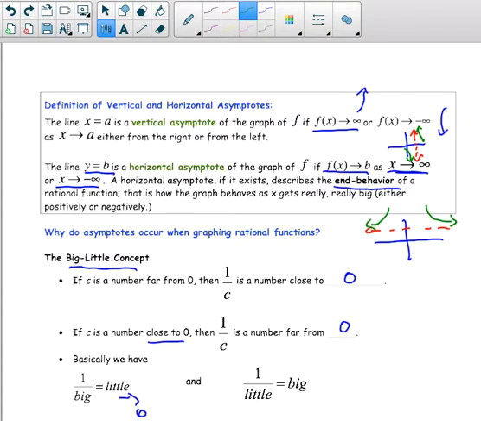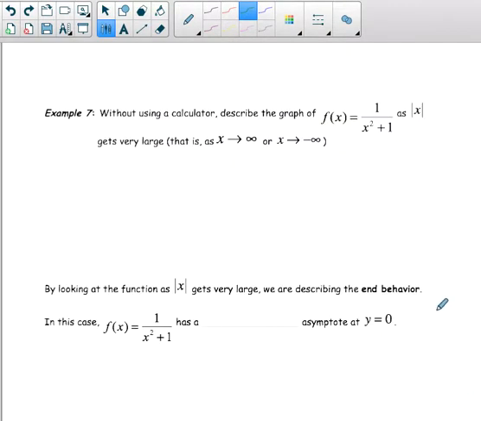I'm sorry, I flipped to the wrong page. Example 7 is here. Okay, so without using a calculator, we want to describe what happens to our graph. We have a new function, f of x equals 1 over x squared plus 1, as the absolute value of x gets very large. So that's as x goes to positive infinity, like a billion, a trillion, or x goes to negative infinity, negative a billion, negative a trillion.